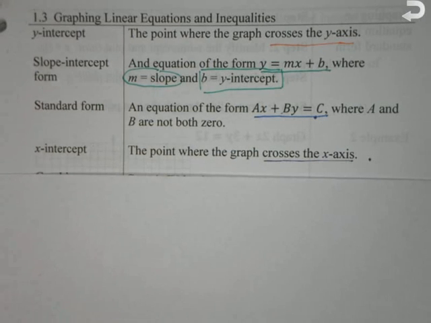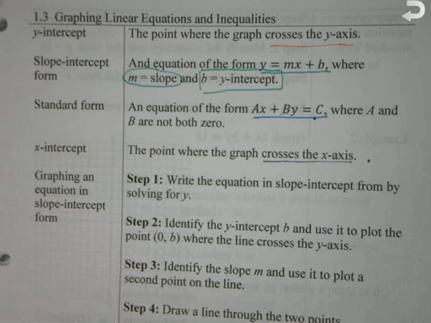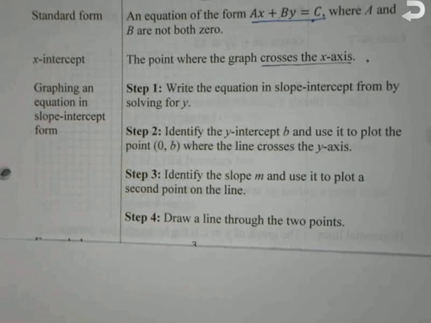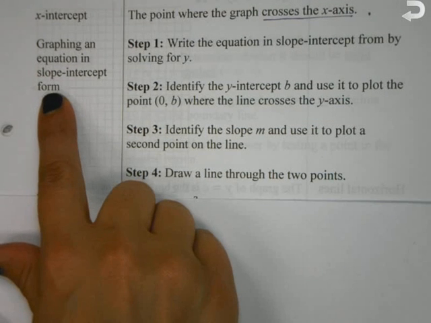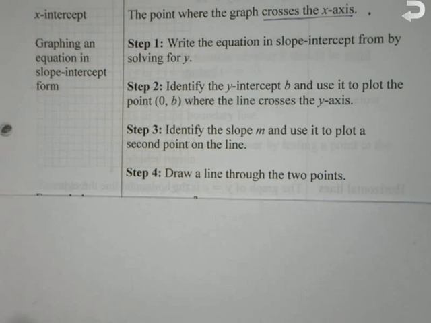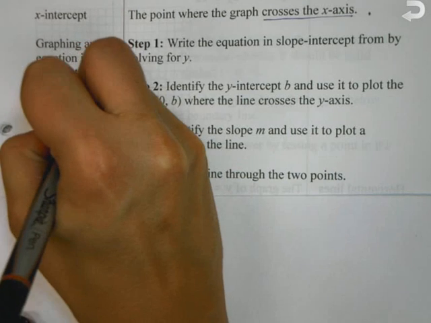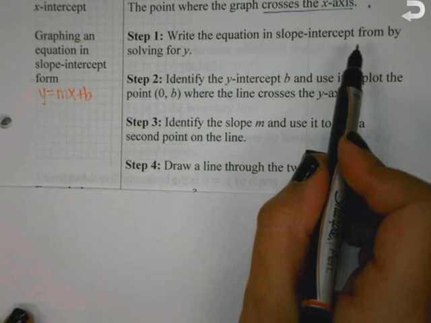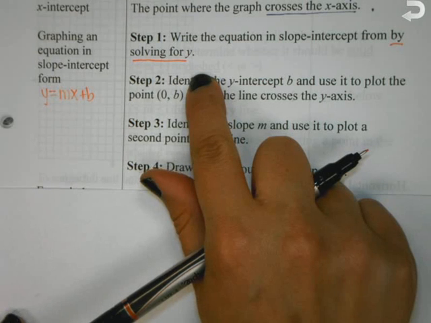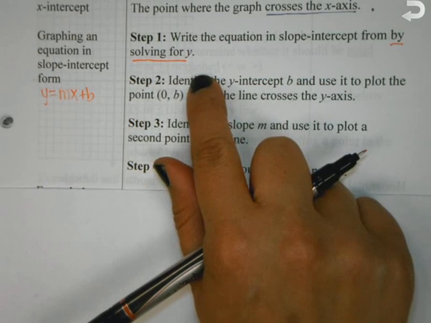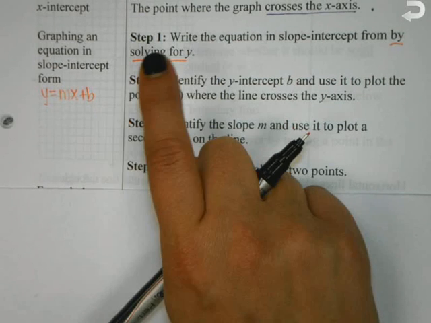How do I graph an equation in slope-intercept form? I will highlight the important phrases for you, and I will paraphrase. So what we need to know is this is for slope-intercept form. When something looks like y equals mx plus b, these are the steps. Step 1: you want to make sure that it's in slope-intercept form by solving for y. So get it to y equals mx plus b format. That's a paraphrase for you. Solve for y, so y equals mx plus b.